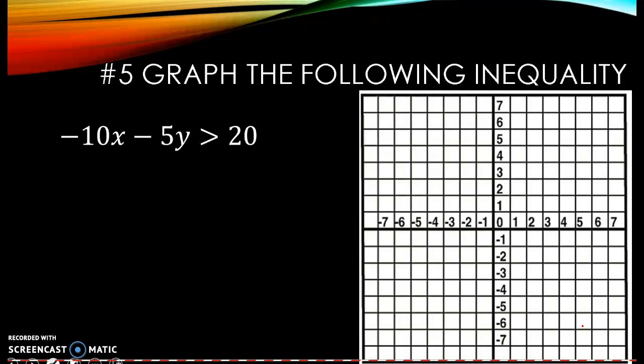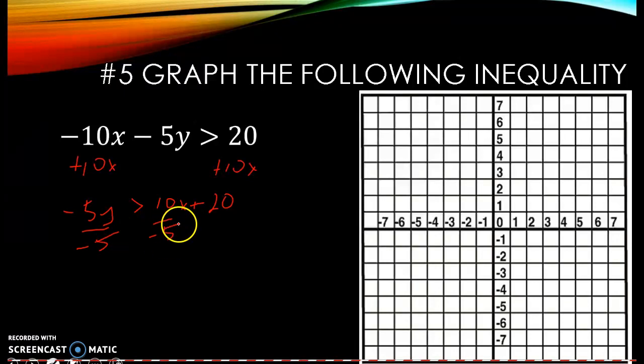Let's try a different one. Again, we can do this two different ways. If I were to get the y by itself, I would add 10x to both sides, and I would have negative 5y is greater than 10x plus 20. If I divide by negative 5, again, I'm dividing by a negative number, so my sign is going to have to switch. I'm going to have y is less than negative 2x minus 4. And so it's going to start here at negative 4, and the slope is negative 2 over 1. Or I could go up 2 and left 1.